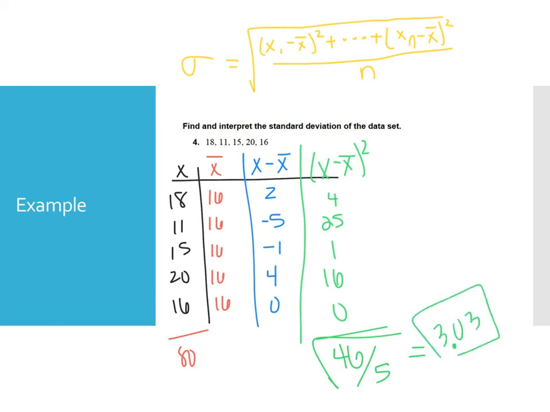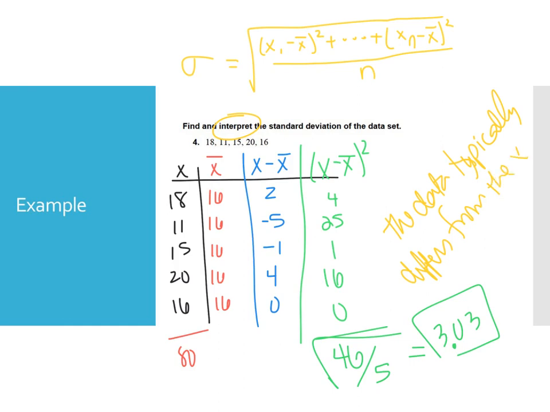That's my standard deviation. What this tells me, the interpretation part, is that the data typically differs from the mean by 3.03. So on average, the data is 3.03 away from the mean. All right, that's standard deviation.